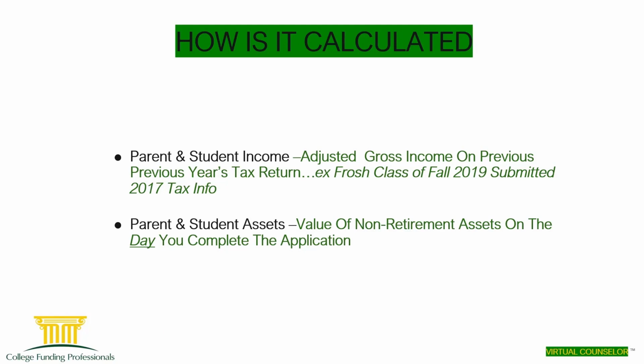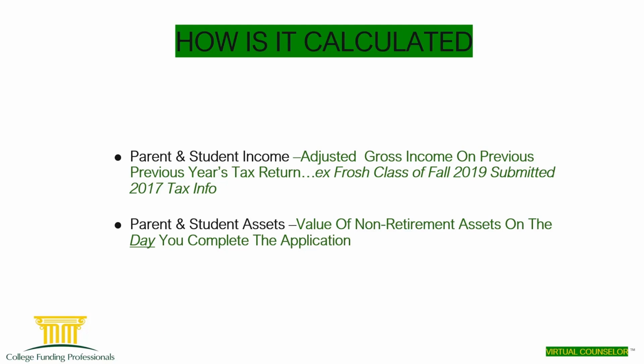So parent and student income, no matter what, we're always going to be looking at the adjusted gross income, and I'll show you an actual sample tax return in the next slide so you can see what line we're talking about. But the adjusted gross income is going to be from your previous year's tax return. And I know it's very odd, but they actually changed it a couple years ago to make it easier. And some of you might be thinking, well, Mike, how does that make it easier?